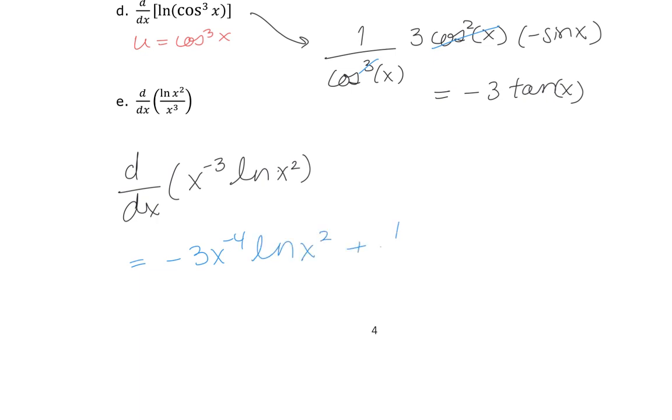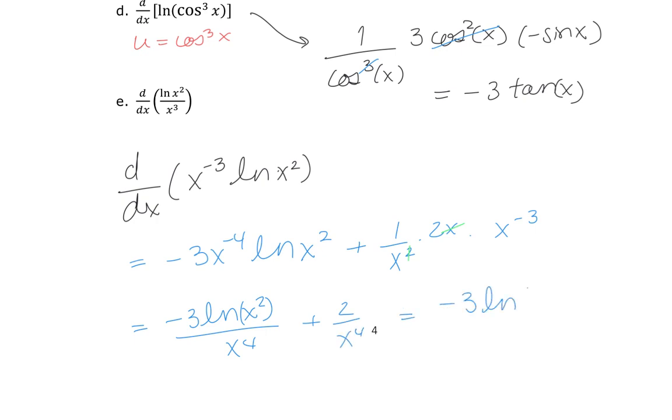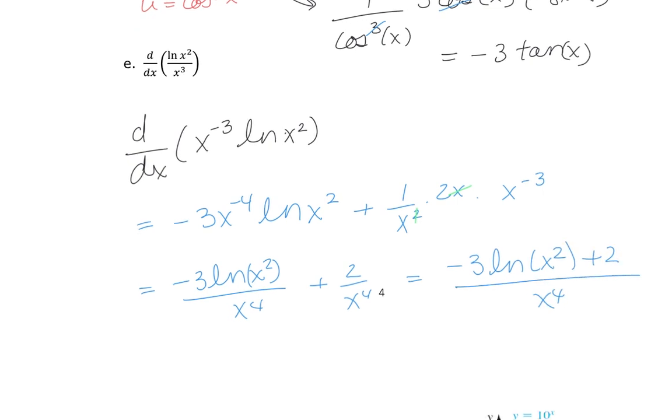And then it's going to be plus 1 over x squared multiplied by 2x. That's the derivative of the natural log of 2x, multiplied by x raised to the negative 3. This will end up becoming negative 3, the natural log of x squared, all over x to the 4th. This cleans up so that this x and one of these cancel, so I'm going to have also plus 2 over x to the 4th. And since these have common denominators, I can write this as 3, the natural log of x squared plus 2, all over x to the 4th.